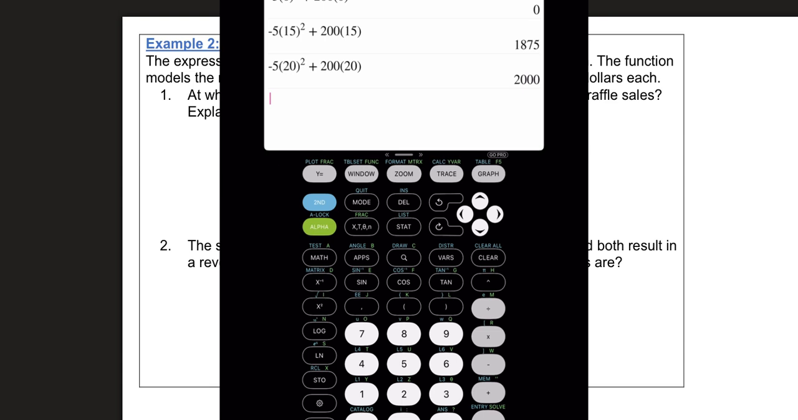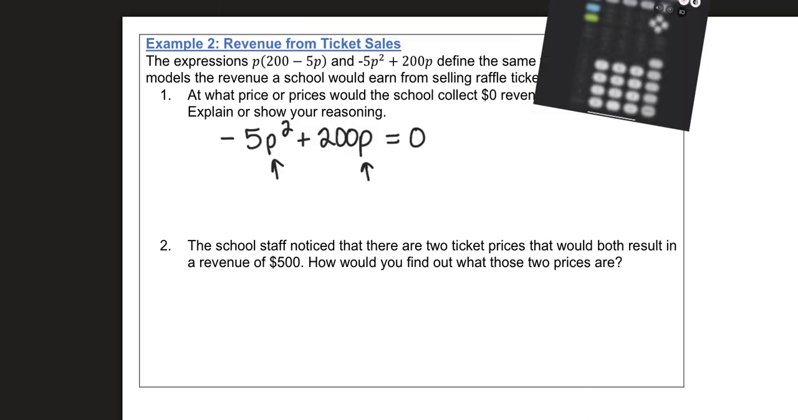Okay? So I don't know, let's try 30, see what that does. 1,500, so now we're coming back down. Let's try 40. Okay, so I'm just guessing and checking some values and looking at how those output values change. Okay, so now we're back down at 0. So if I sell the tickets for $40, we would also not make any revenue in that case because they would be too expensive. So our answers would be $0 and $40, okay? $0 would be not enough money and $40 would be too much money.